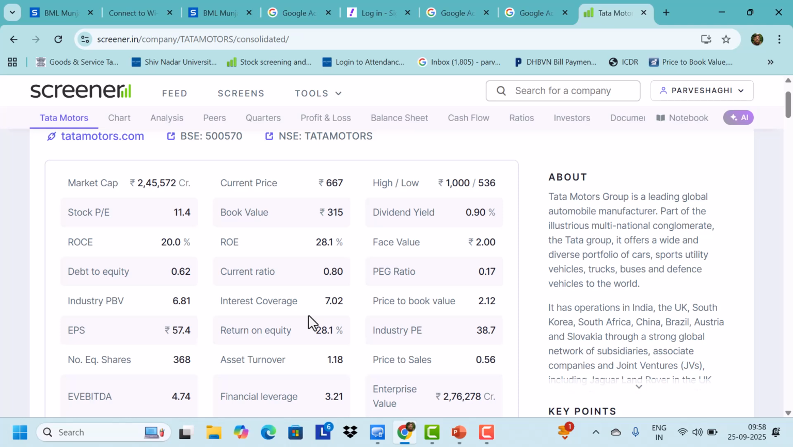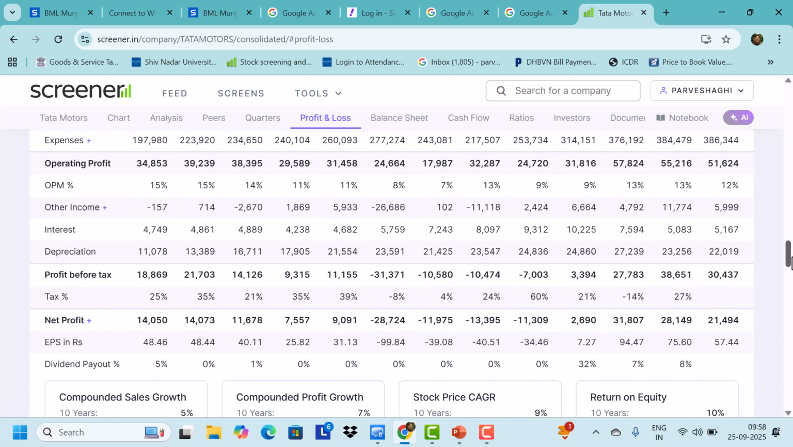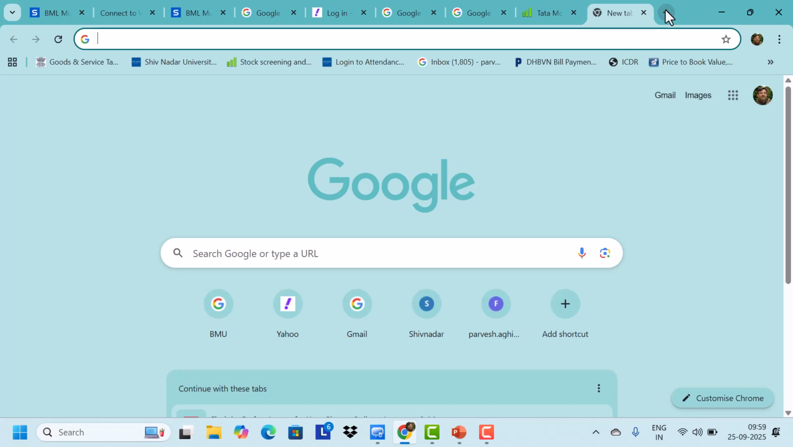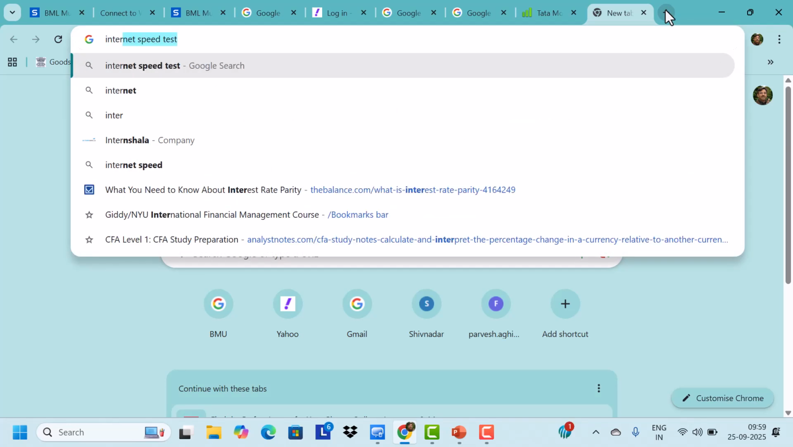What is the interest coverage ratio? 7.0. That means it is earning 7 times more than the interest it's paying. Okay. And we can always go to the profit and loss account and calculate the interest coverage ratio. Now guide me, how do we calculate the interest coverage? So we have to take the interest, and I have to take the profit before depreciation, EBIT. So what is the formula for calculating the interest coverage ratio?